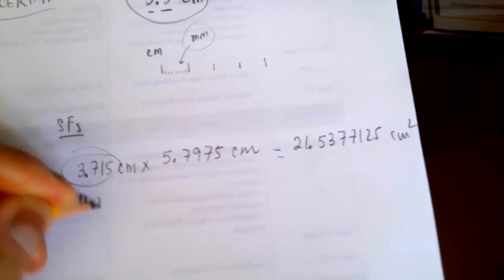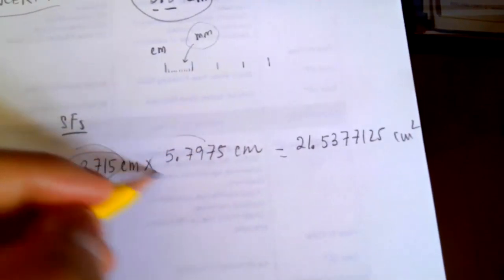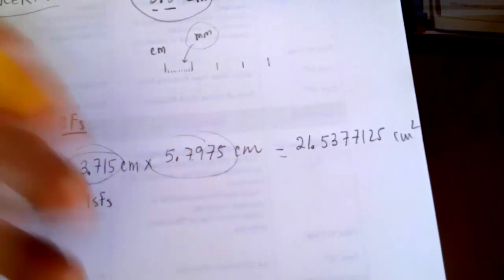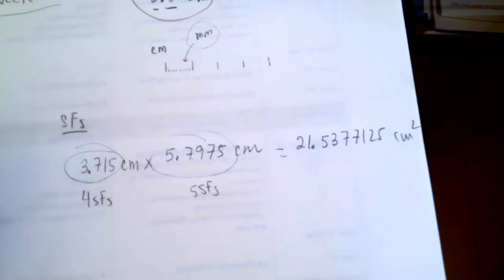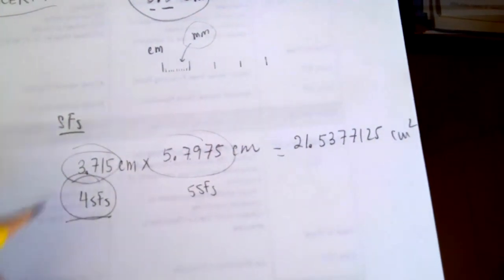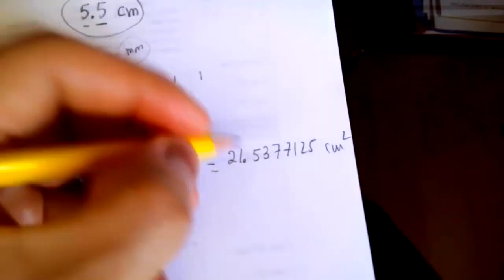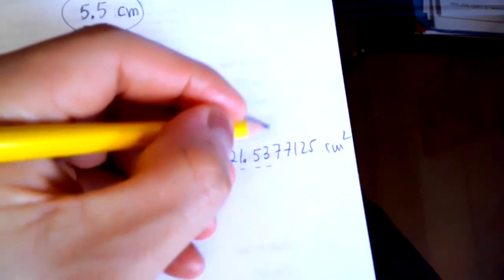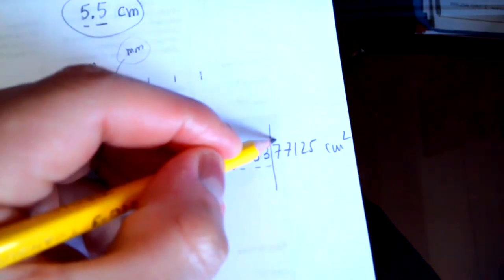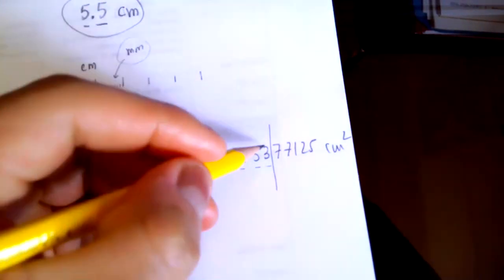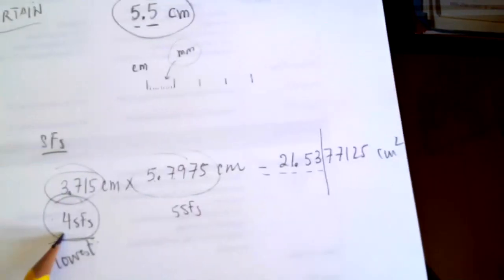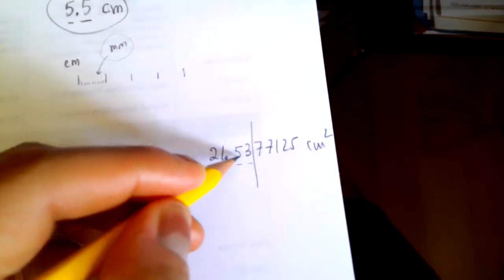So how many sig figs do I have here? I have 4 sig figs. How many sig figs do I have here? 1, 2, 3, 4, 5. 5 sig figs. So I use the 4 sig figs, my lowest number of sig figs. So here I have to have only 4 sig figs. 1, 2, 3, 4. Cut it here. Okay? So by cutting it, remember that you have to round it, right? 4 sig figs, 1, 2, 3, 4.